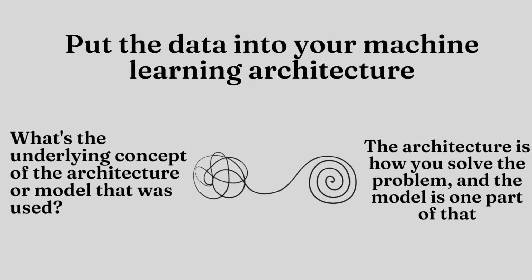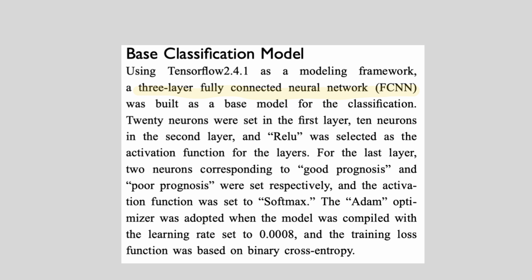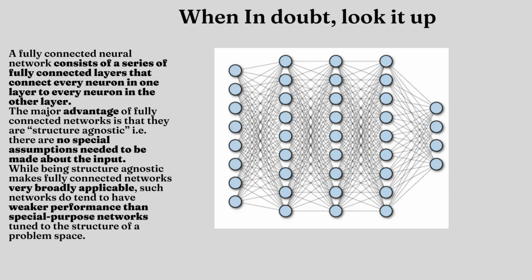Again, the model architecture, you only need to know what the class is, just like the class of drugs. You need to know the general concept, but not necessarily the specifics to know how it works. They tell us they use TensorFlow, which is a 3-layer, fully connected neural network. TensorFlow is a very common software package for neural networks, but assuming you don't know that, you can just Google fully connected neural network, and you get the definition to the left.